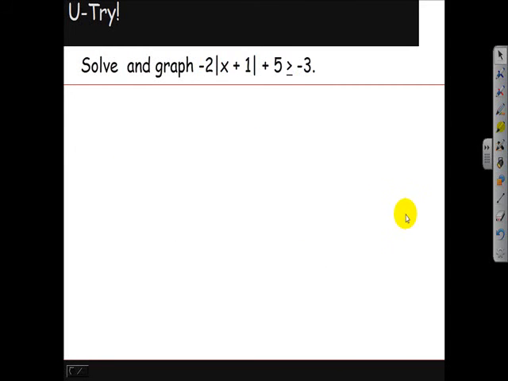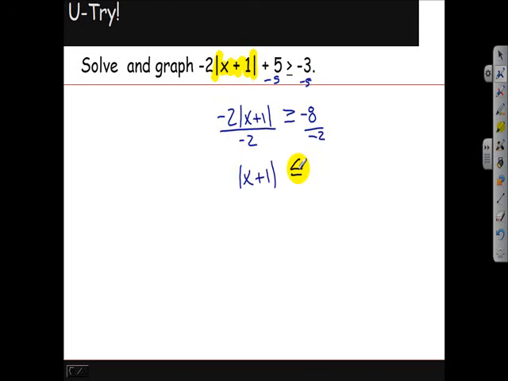Try this one. Alright, we've got a lot of work to do on this one. I want to isolate this absolute value statement before we do cases. So my first step would be to subtract 5 from both sides. So I've got -2 absolute value of x plus 1 is greater than or equal to -8. Divide by that -2. And when you divide by a negative, make sure you flip the sign. Absolute value of x plus 1 is less than or equal to -8 divided by -2, which is 4.